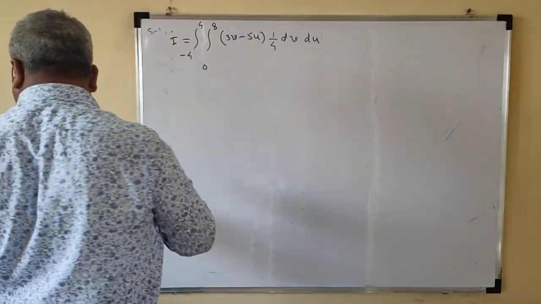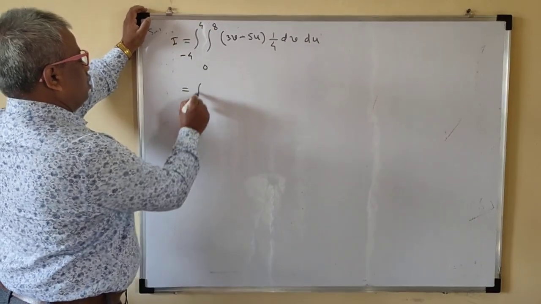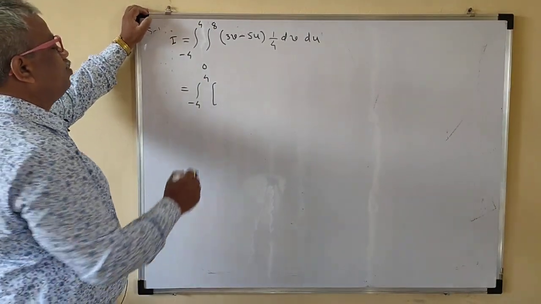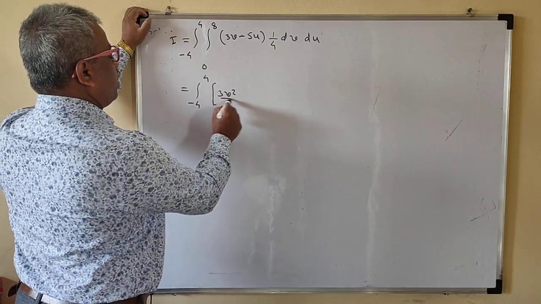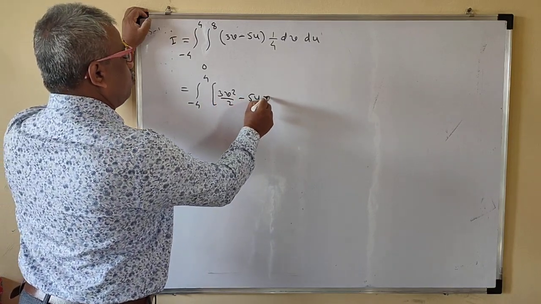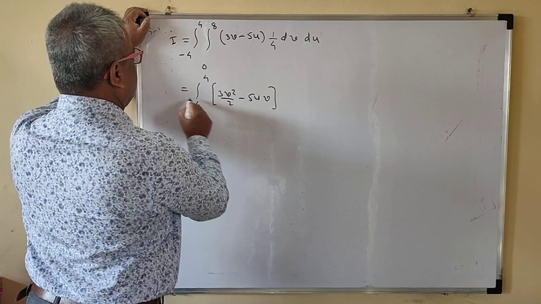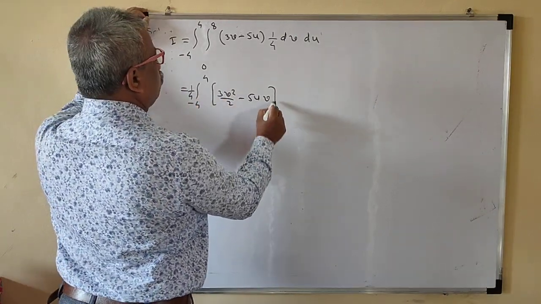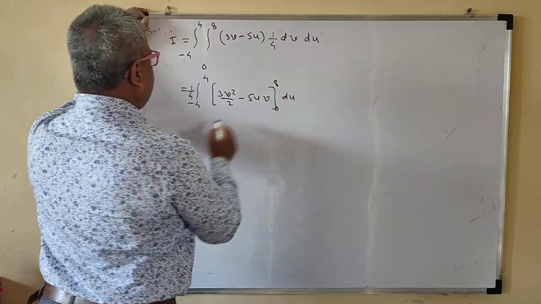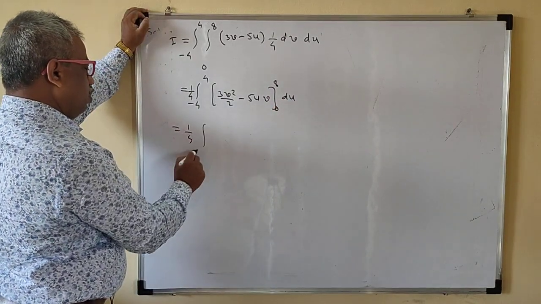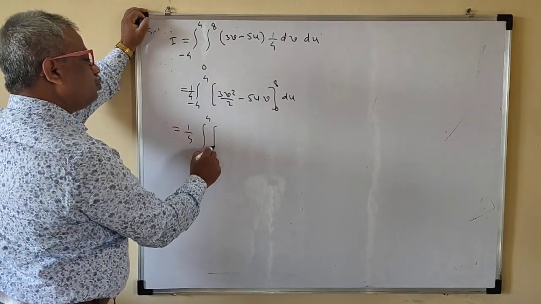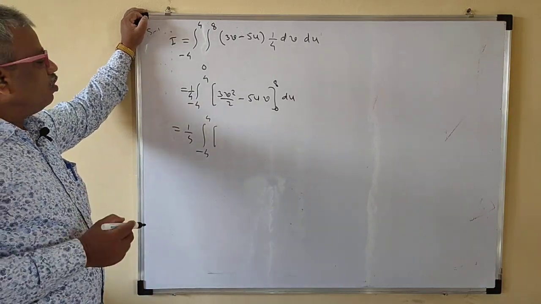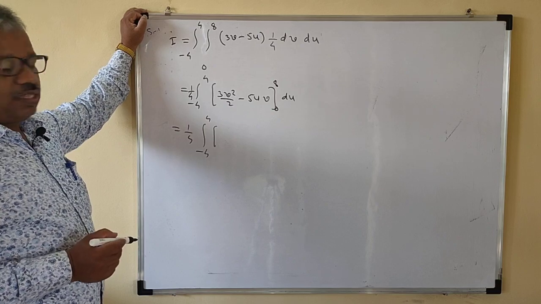Okay, now integrate this. This is minus 4 to 4. 3v square upon 2 minus 5uv, 1 by 4. Okay, I will take 1 by 4 out. So v from 0 to 8, du, and u from minus 4 to 4. If you put v is equal to 0, then everything is 0. So only we have to put the upper limit.